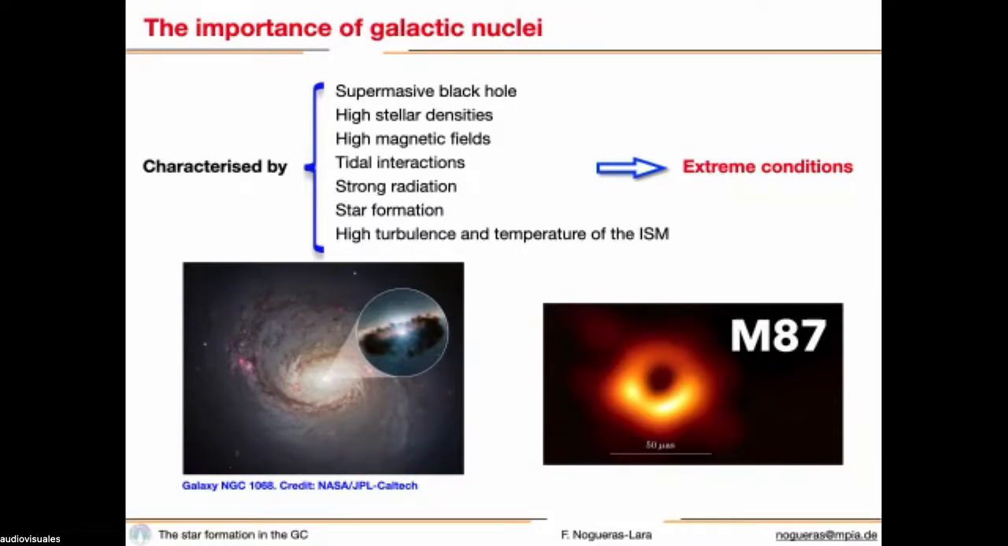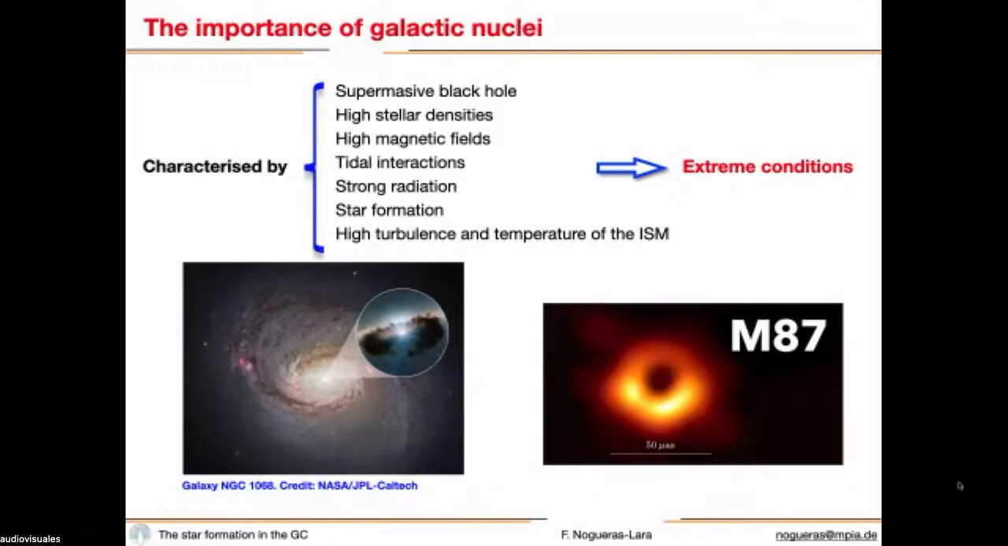They are extreme environments, and we can find there many extreme phenomena. For instance, we normally have supermassive black holes. We have high stellar densities, high magnetic fields, tidal forces, a lot of gas, pressure, so turbulence, high temperatures of the ISM. So many nice things. And we really need to know more about that and how the stars are being formed there and all the processes related to stars that we can find in these extreme environments.